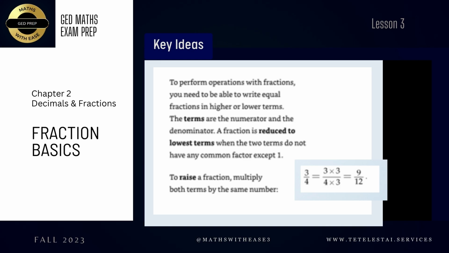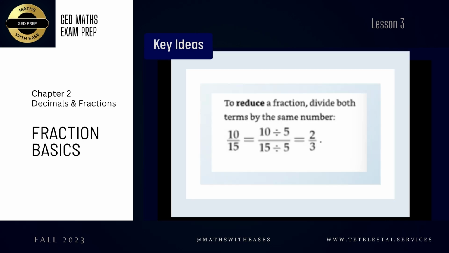So to raise a fraction, you would multiply both the top and the bottom by the same number. So for example, if you wanted to raise 3 over 4, the multiplier is 3. And so you would multiply 3 by 3 and 4 by 3, and you would get 9/12. And I think this will become clearer as we move on with other examples.